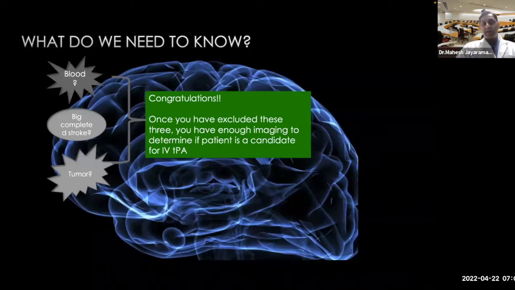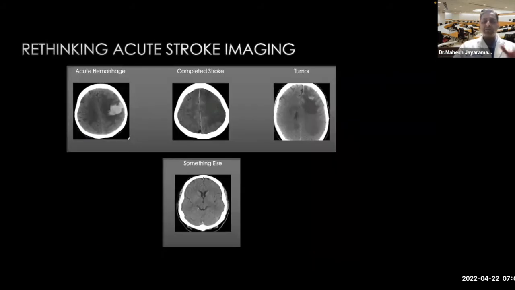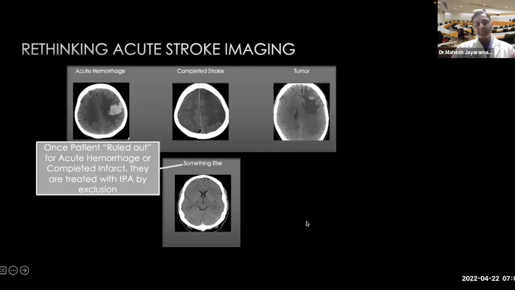So that's enough to determine if a patient is a candidate for intravenous thrombolysis. But let's rethink this concept, right? So we said it's not a hemorrhage, it's not a completed stroke, and it's not a tumor. So it's something else. So then the question really is, what is something else, right? And historically, what we have done is once a patient has ruled out, we treated them with TPA by exclusion.